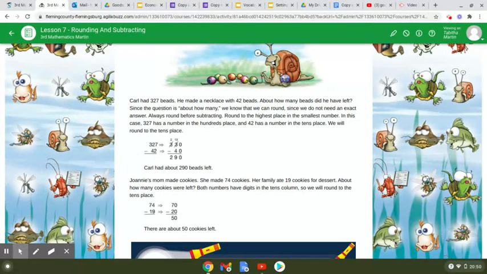So 327, we're rounding to the tens place. So we're going to find our tens, which is right here, the 2. Then we're going to look behind it. And that 7 is above 5, right? So that 7 tells this 2 to go to a 3, and then every number behind it goes to a 0. So that makes it 330.